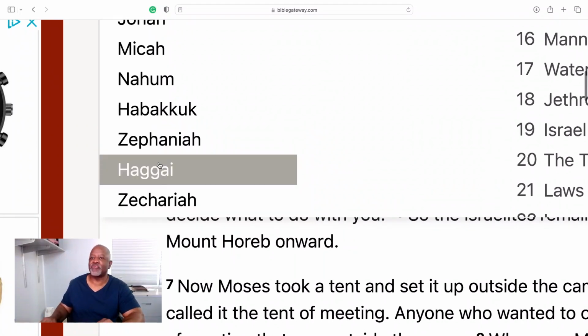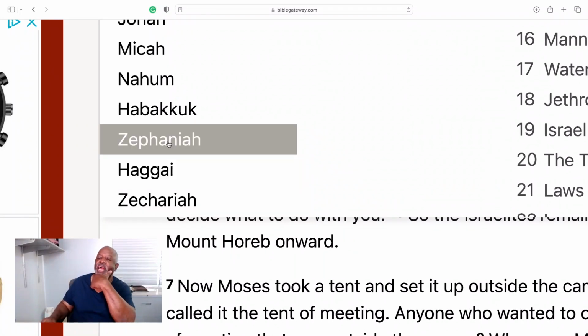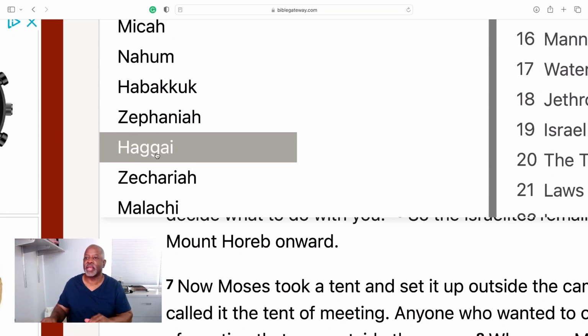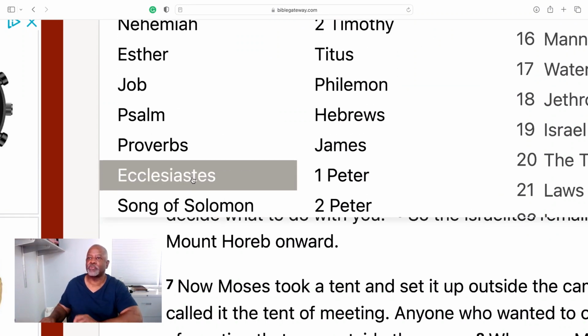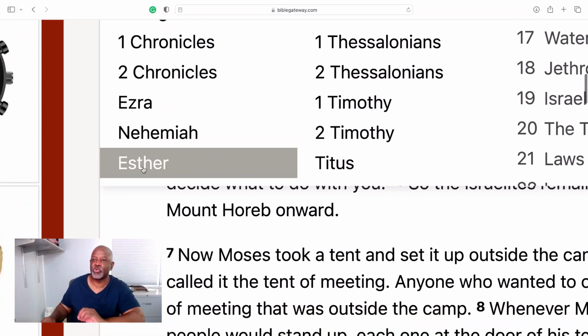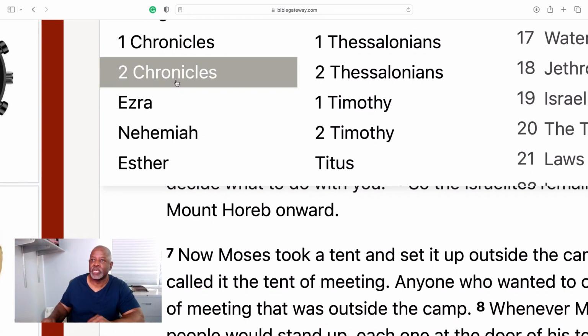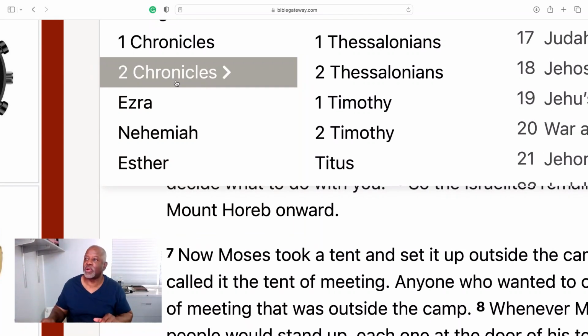So this is my time frame here. These last three books of the minor prophets, Haggai, Zechariah, and Malachi, correspond with where we are. We're going to end up with Esther. So where we are with Chronicles here is, and when we were reading this last, let me bring Chronicles back up.